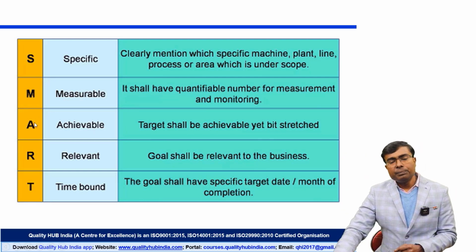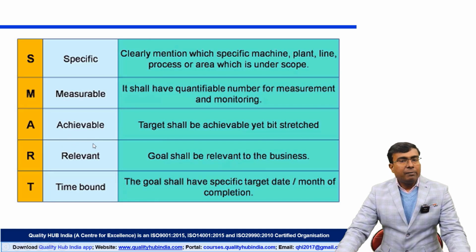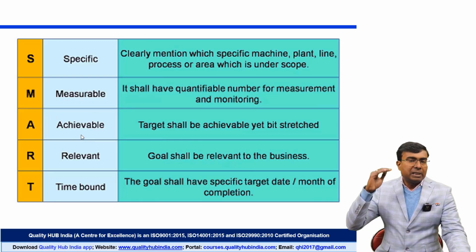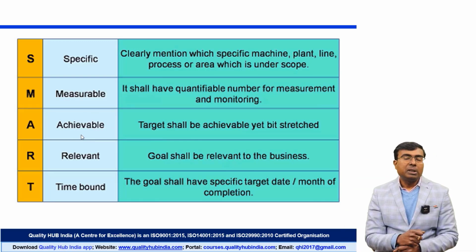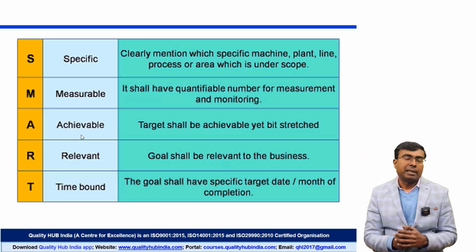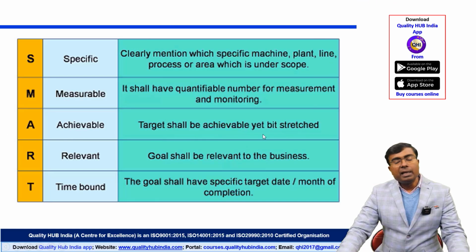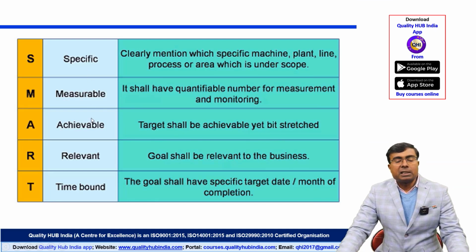So achievable means you should put a target which is achievable, realistic, and also a little bit stretched. Whenever we talk about achievable, it should not be set at such a low level that it is very easy to achieve. You should set the target at a level that pushes people to achieve it. So that's why it says the target shall be achievable yet a bit stretched. So we have discussed specific, measurable, achievable.